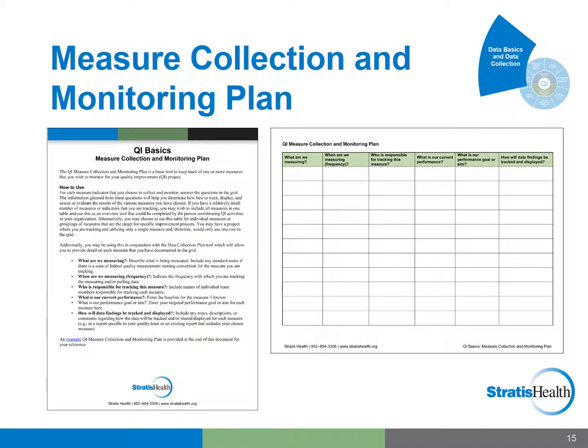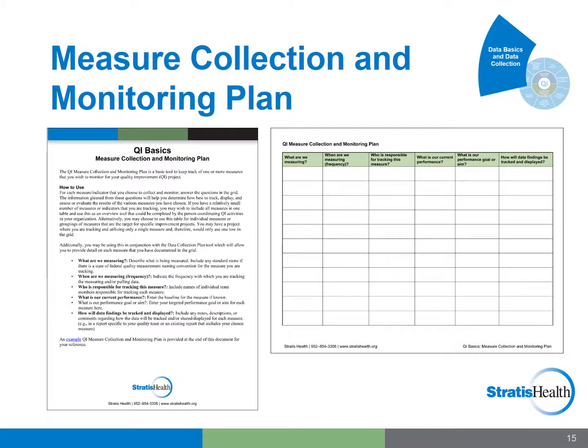Another quality improvement tool that you can utilize is the Measure Collection and Monitoring Plan. For each measure that you choose to collect and monitor, there are 6 questions you can answer that correspond to the columns in this tool. Use one row to document each measure. The questions are, what are we measuring? Describe what is being measured. Also enter any standard name if there's a state or federal quality measure naming convention for the measure you are tracking. When are we measuring, or frequency?